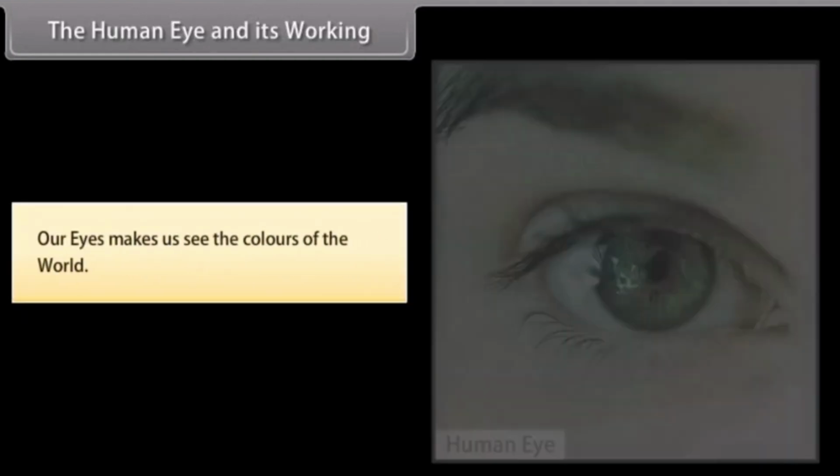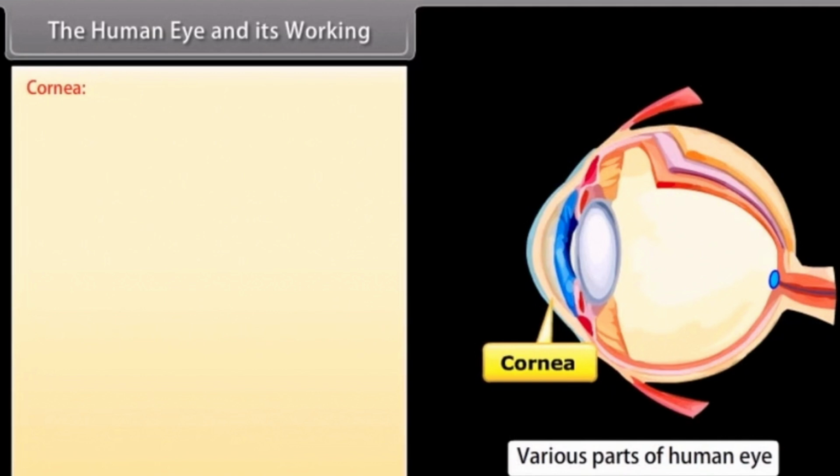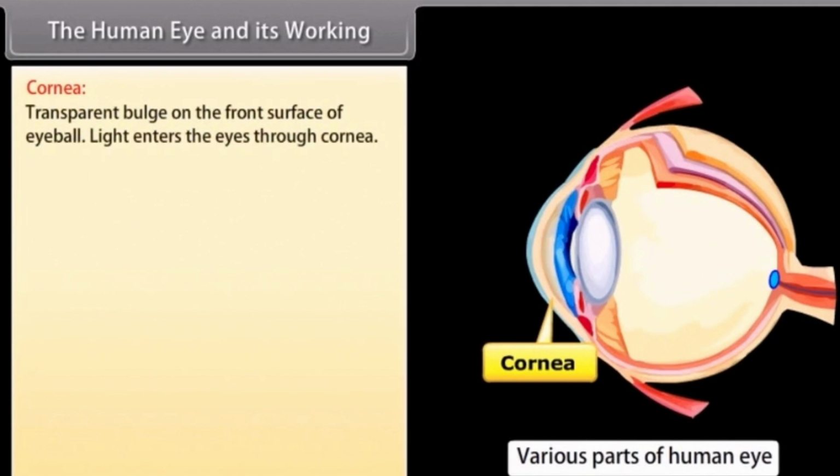The human eye and its working. Our eyes make us see the colors of the world. Human eye has a crystalline lens and it works like a camera. Various parts of eyes along with their functions are: Cornea. It is the transparent bulge on the front surface of eyeball. Light enters the eyes through cornea.